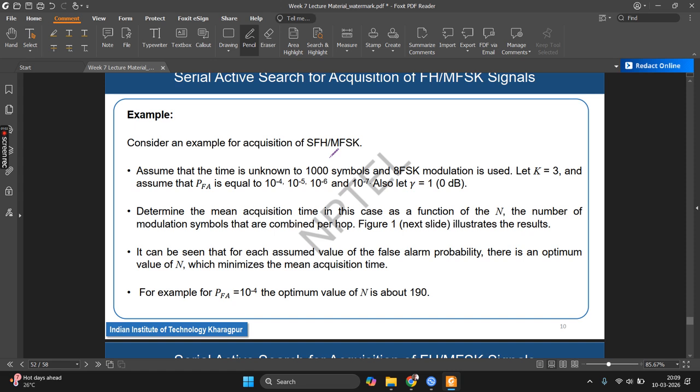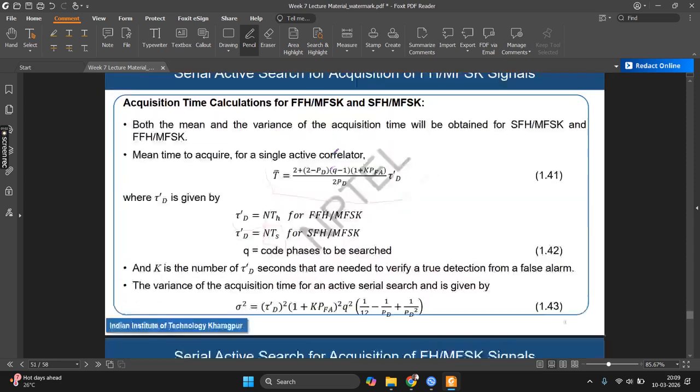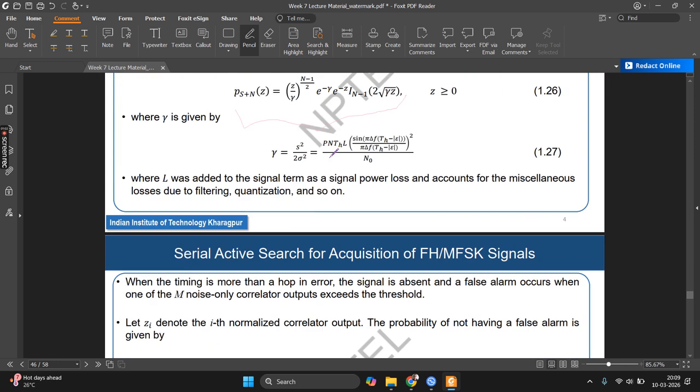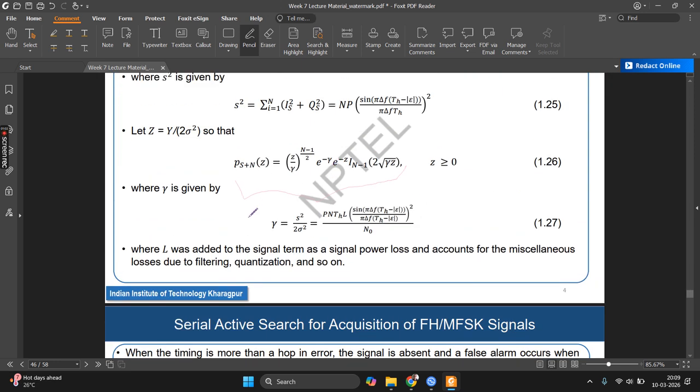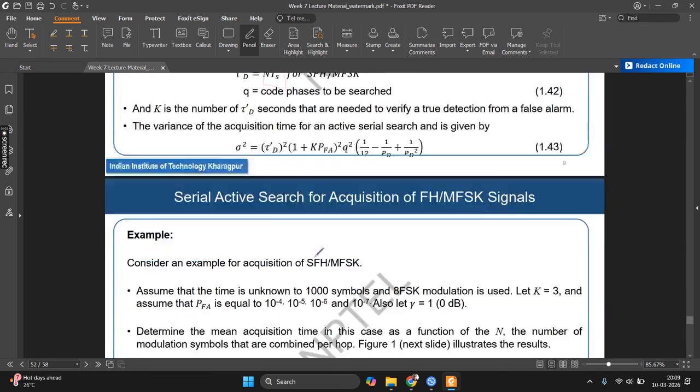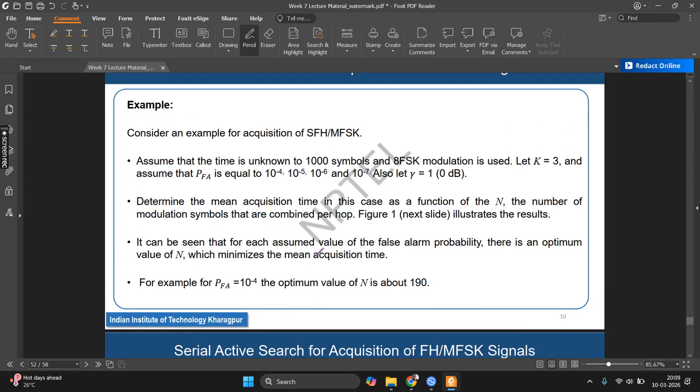PFA is equal to 10 to the power minus 4, 5, 6, 7, basically varying. Also let gamma equal to 1. What is gamma? Gamma is basically a signal threshold that has been defined. Okay, so that is gamma. Determine the mean acquisition time in this case as a function of the N, the number of modulation symbols that are combined per hop.